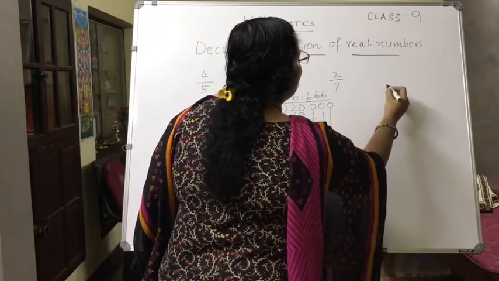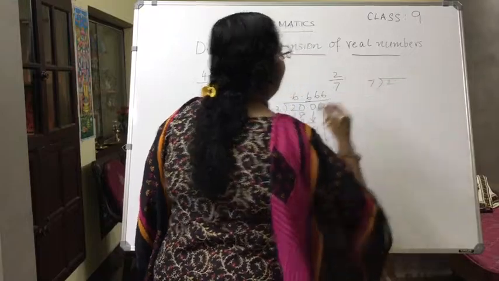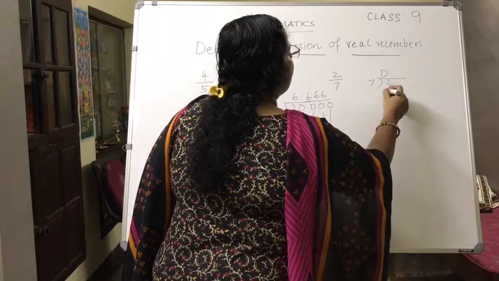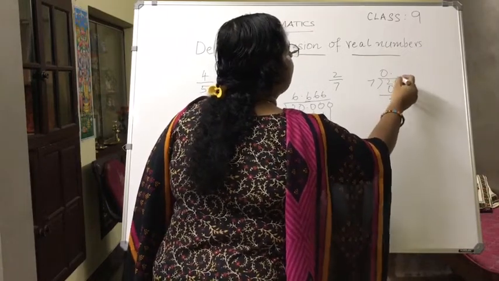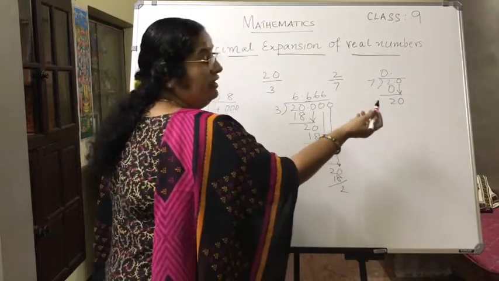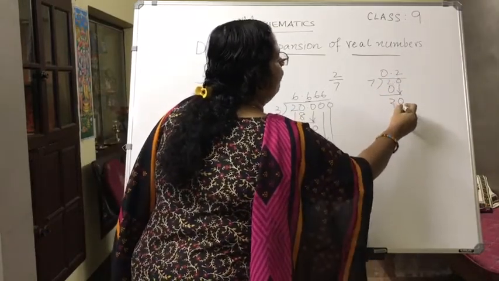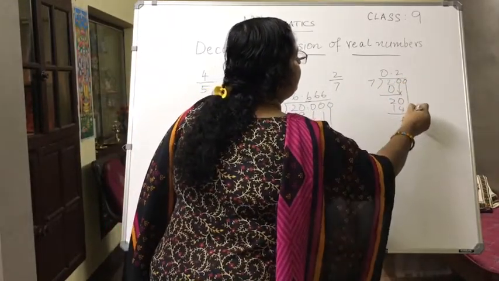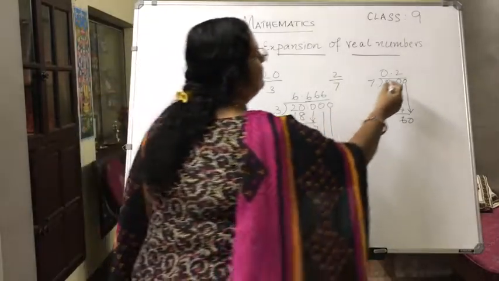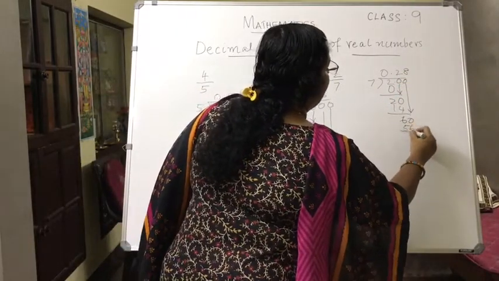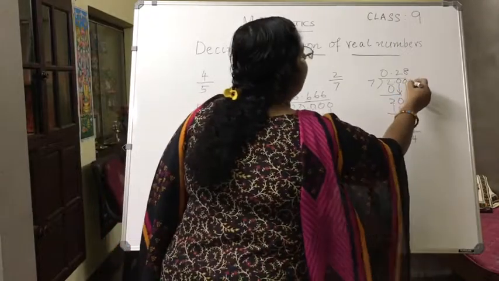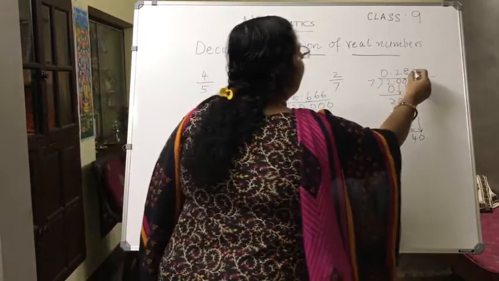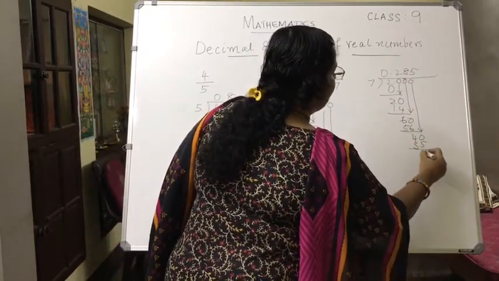2 by 7. 2 to be divided with 7. Is it possible? No. So 0, 0, 2, put a decimal point. 0, bring the 0 down, 20. 7 in 20 how many times? 7 2s are 14, a balance of 6. Again you can bring the next 0 down, 60. 7 in 60, 8 7s are 56. Balance of 4. Take the next 0, bring it down, 40. 7 in 40 how many times? 7 5s are 35, a balance of 5.